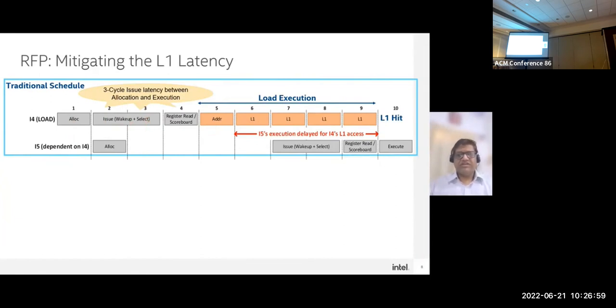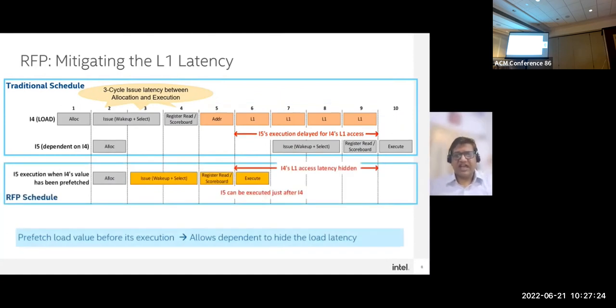Now, to get the load dependent to start its execution in cycle 10, when the load data is expected to be available, the load dependent must be woken up in cycle 7. Here, the execution of the load dependent is delayed and it suffers from the full L1 cache access latency of the load.